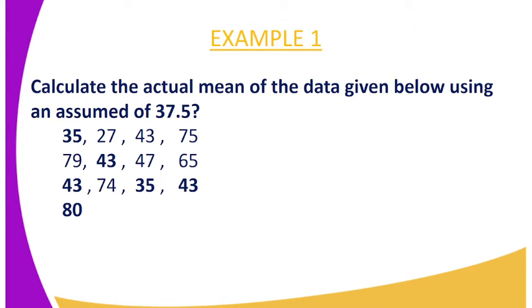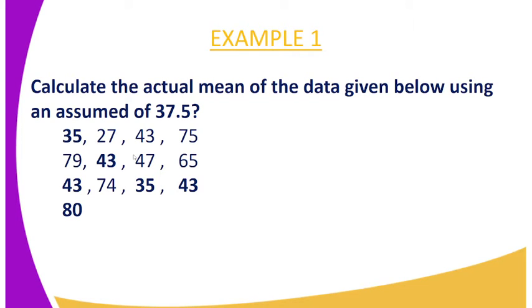There is an example provided for us here, and you are supposed to calculate the actual mean using an assumed mean of 37.5. The data: the first numbers are 37, 27, 43, then 75, 79, 43, 47, 65, 43, 74, 35, 43 again, and finally 80.